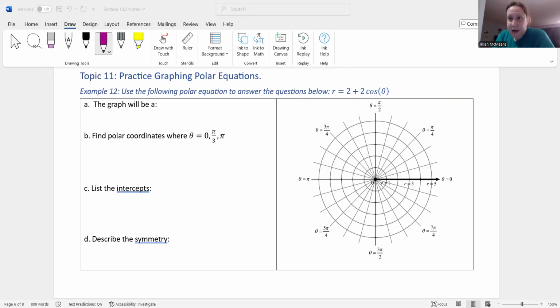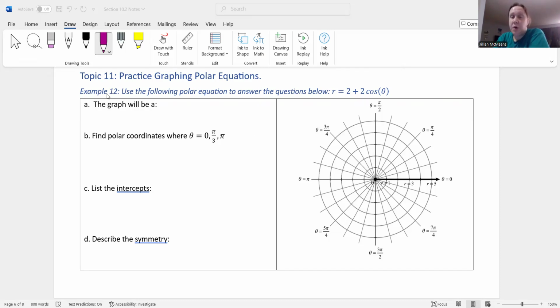Praise be, we made it to topic 11, y'all. This is a section and a half, huh? So for topic 11, we're going to practice graphing polar equations, using the point plotting method. We're going to find very specific points, plot them, and maybe consider some symmetry, okay?